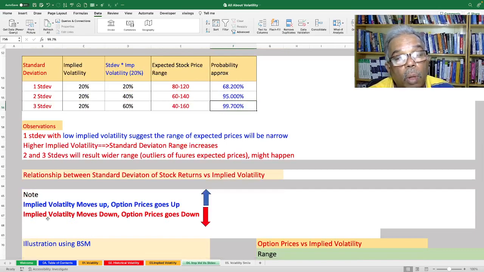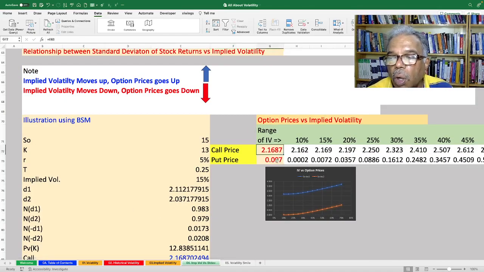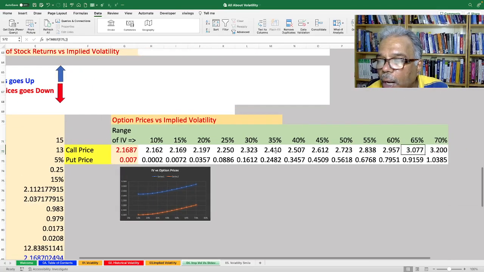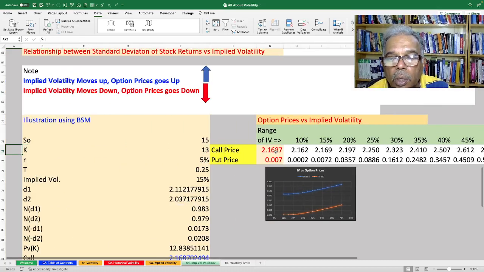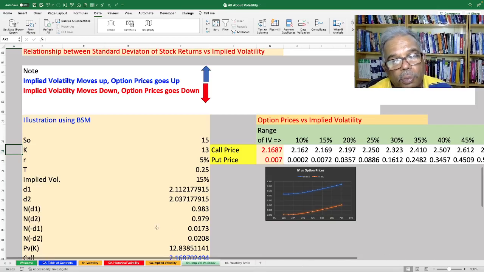So when the implied volatility moves up, the option price will go up. When the implied volatility moves down, the option price will come down. We can simply see with this example the call option and put option prices for various implied volatilities, and it is always going up. The option price denotes the demand and supply and the expected price movements of the underlying, so an increase in implied volatility will also increase the call option price.